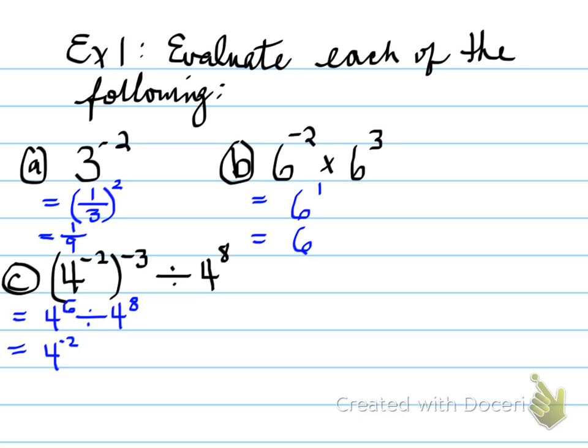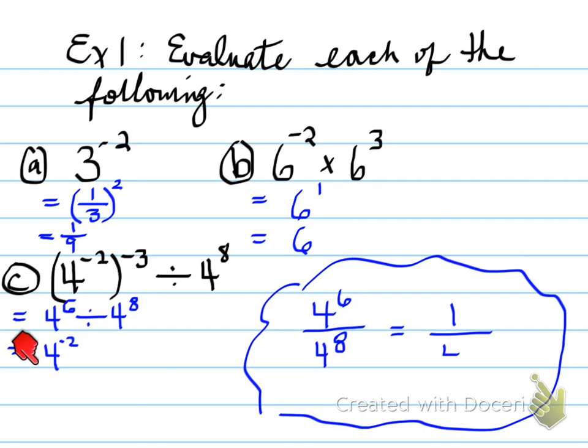What do we do now? Let's say the question asks us to make it a positive exponent. You take the negative exponent, flip the base, and you get 1 over 4 to the power of 2. Why is it 1 over 4 to the power of 2? Let's look at this example here. 4 to the 6 divided by 4 to the 8 looks like this.